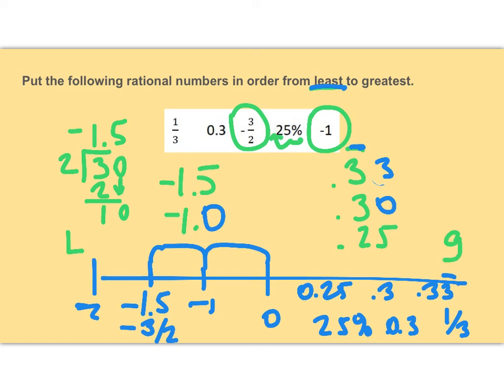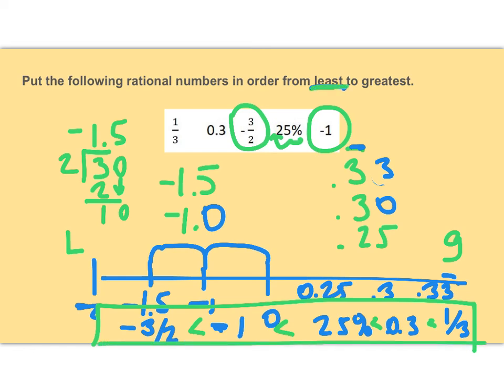So I already have my number line down. I can go ahead and bring down my number 1 or -1, and I can plug in my inequality symbols. -3/2 is to the far left, so it is less than -1. -1 is less than 25%. 25% is less than 3/10, and 3/10 is less than 1/3. Boys and girls, we now have our order from least to greatest.